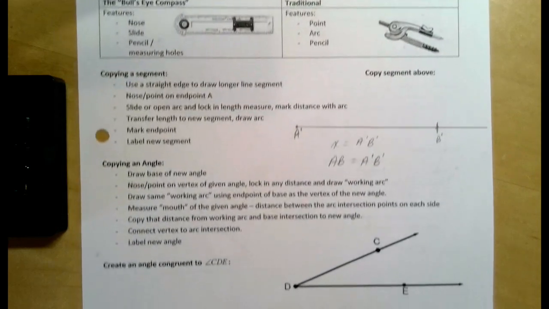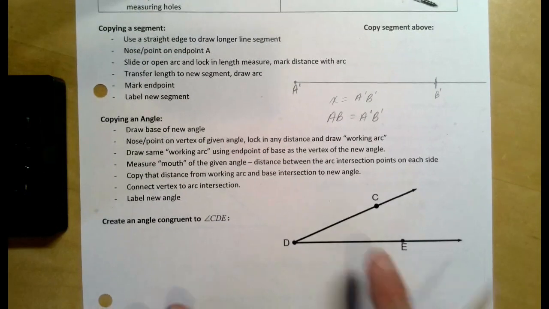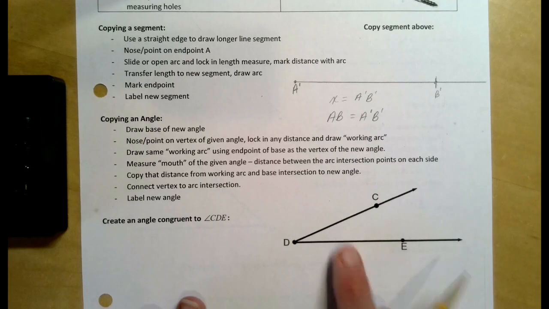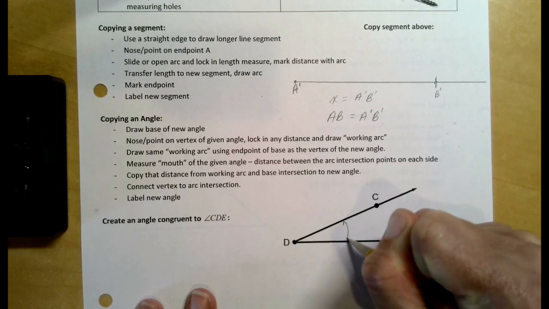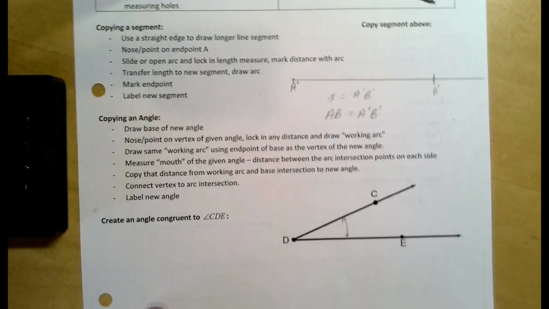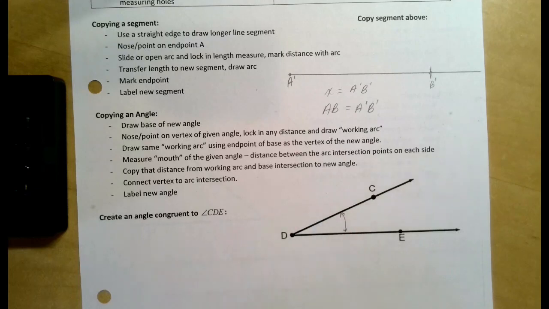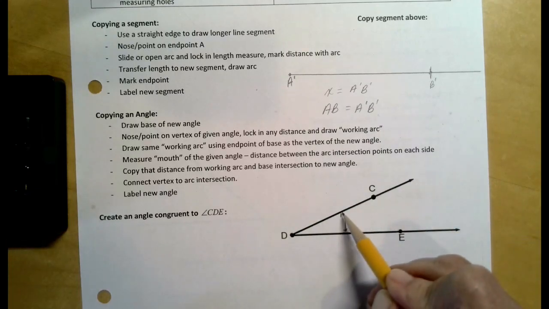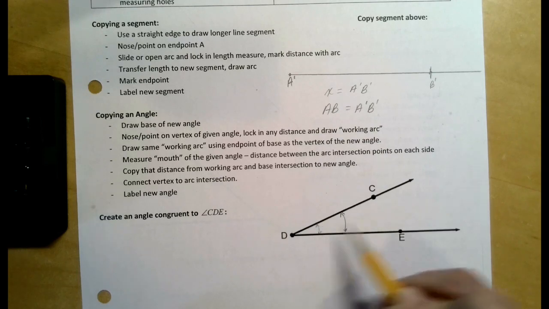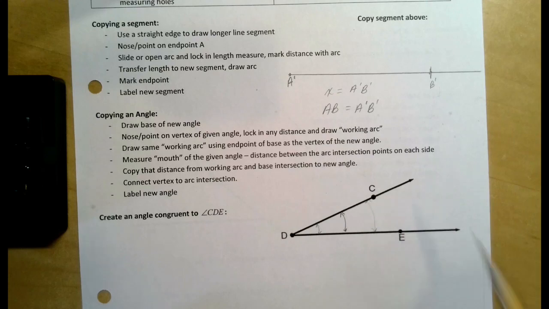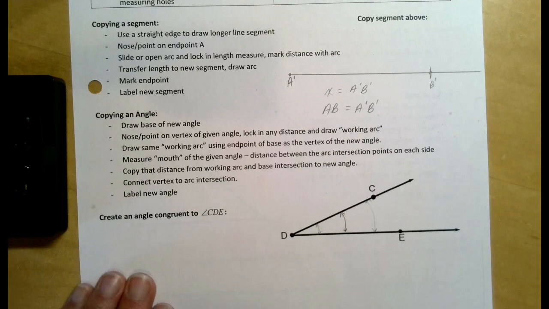Copying an angle. When I want to look at copying an angle, my goal is to make two angles with the same amount of space in the interior. So that mouth of the angle has to be the same. What's interesting is our distance is different between the sides of the angle at different parts of the angle. So I need to make sure that I draw something that helps me know where I'm measuring the opening of the mouth, the distance between the sides of the angle.